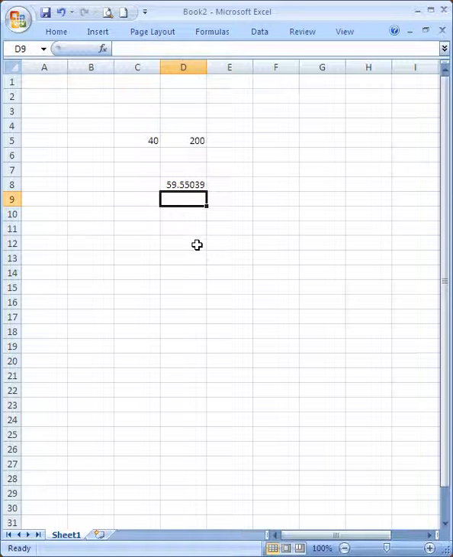Every time we hit F9, rand will generate a new random number. So we can hit F9 a number of times and verify that the random numbers generated are in fact between 40 and 200. But let's look again at the formula and see why it works. The smallest number that rand can generate is 0, and the highest number is 1.